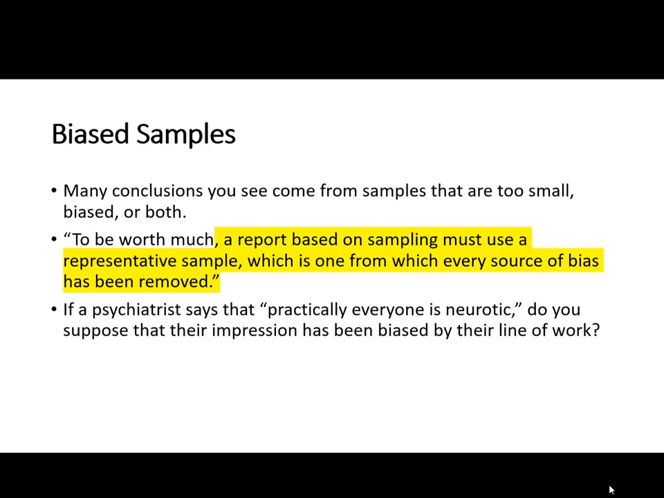Another example is biased samples. A report based on sampling must use a representative sample, which is one from which every source of bias has to be removed. If a psychiatrist says that practically everyone is neurotic, do you suppose that their impression has been biased by their line of work?